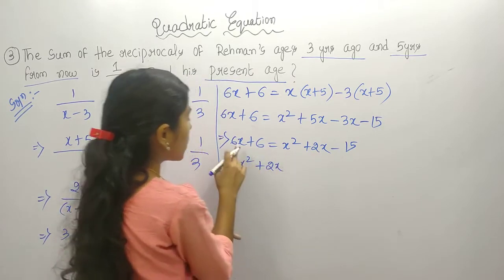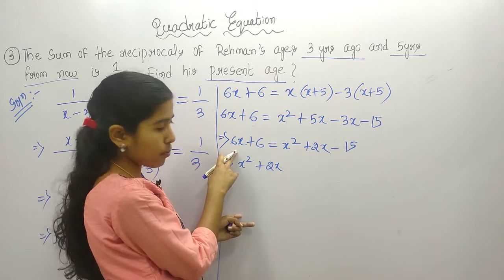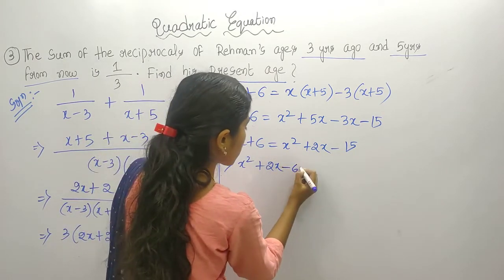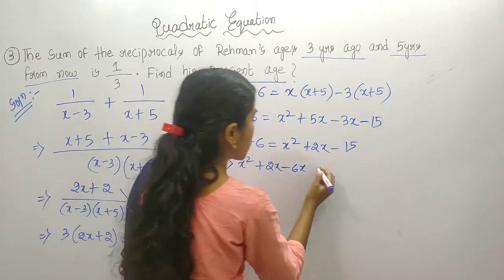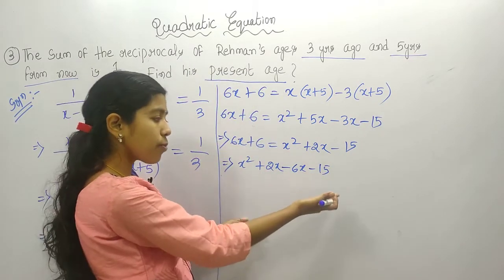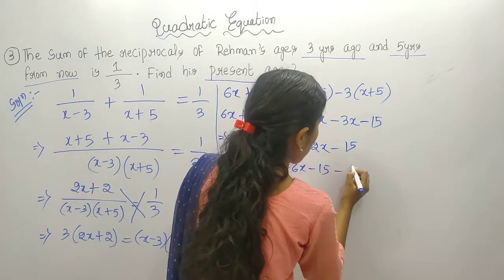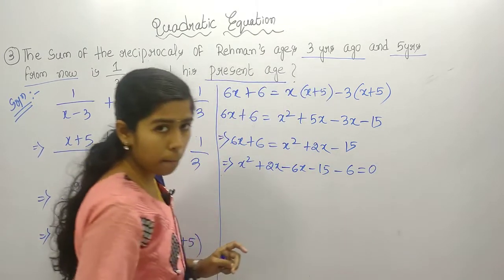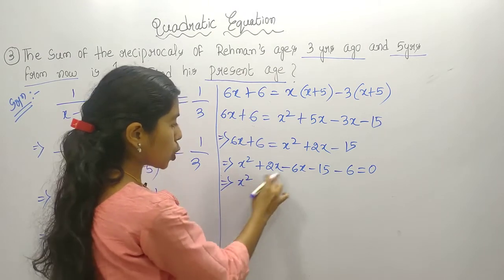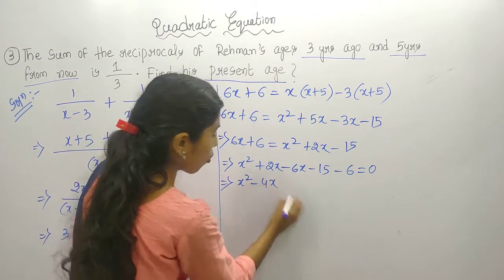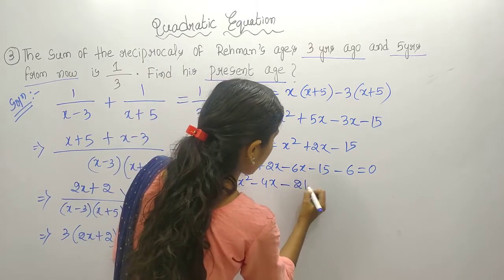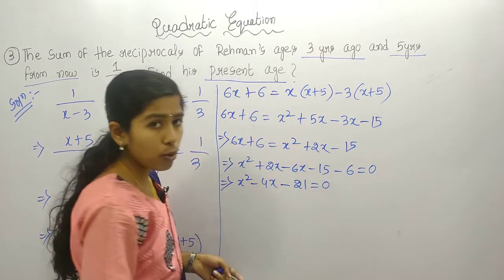Okay. So that implies x square plus 2x. Here you see 6x is in plus form. You will take it to the right hand side. So it will become minus 6x. Okay. Minus 15. Here what is there? Plus 6. So if it goes to the right hand side, it will become minus 6, equals to 0. Right? So that implies x square plus 2 minus 6 is minus 4x. Okay. Minus 15 minus 6 is minus 21 equals to 0.